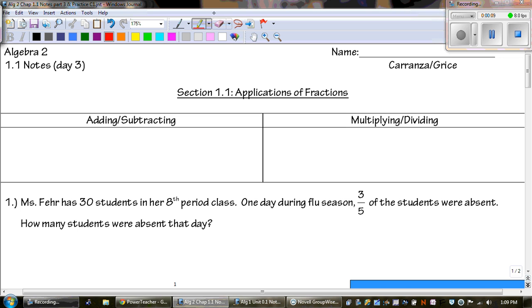Today we are talking about applications of fractions. Okay? Now, before we get started with going into these word problems, we need to try to think of as many words that mean adding or subtracting or multiplying and dividing. So, what I want you to do right now is pause the video and see how many words you can think of all by yourself. Okay? Good luck.